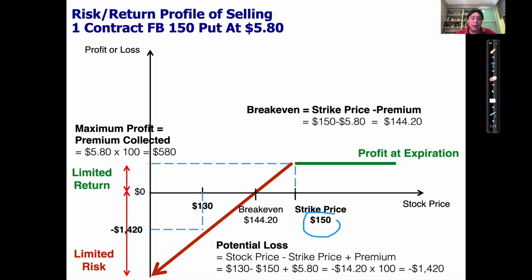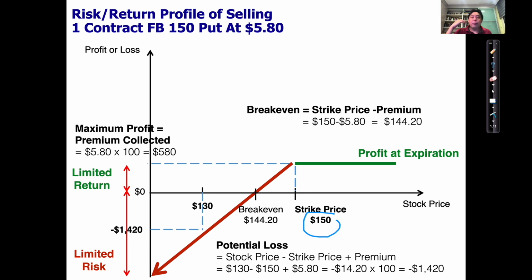So again, I repeat, you will only suffer this loss if you sell a put and you don't have the ability to hold on to the shares. So if the put gets exercised, you're obligated to buy the shares at 150, and then you have no choice, you have to sell it at 130, you make that real loss.